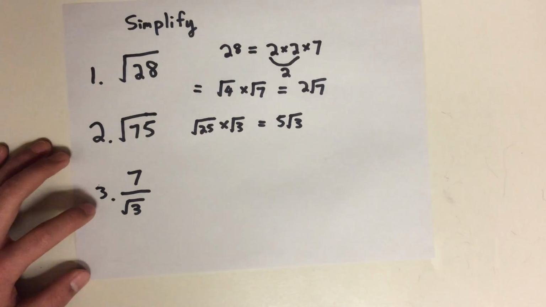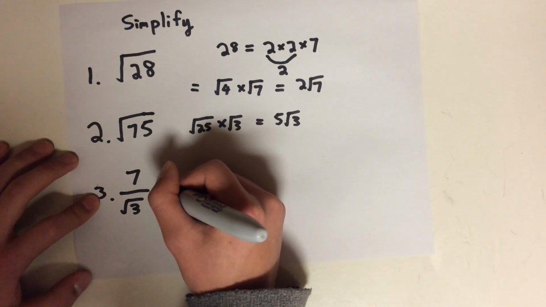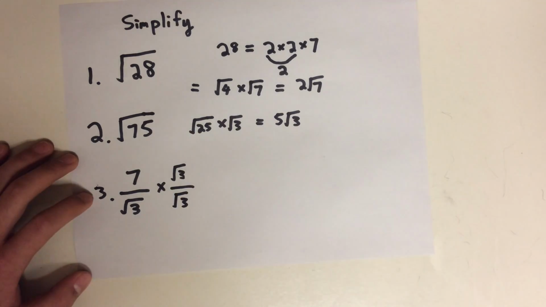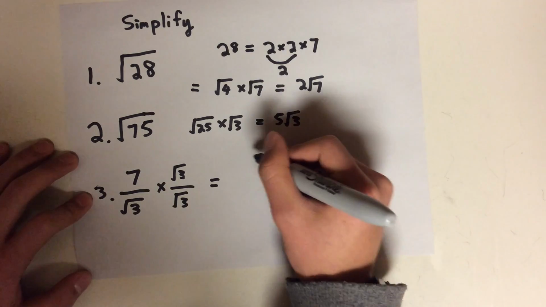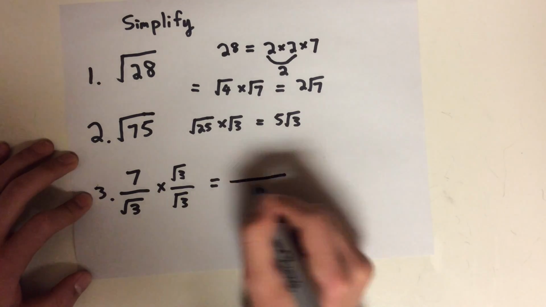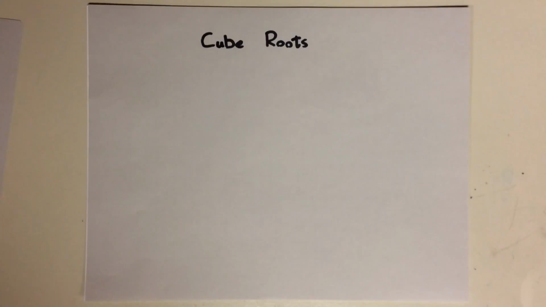Now to rationalize the denominators. So first we're going to multiply by root 3 over root 3, because that's just multiplying by 1. So if we multiply by root 3 over root 3, then the denominator becomes 3, because root 3 squared is 3. And the top is just 7 root 3. That's how you rationalize denominators.